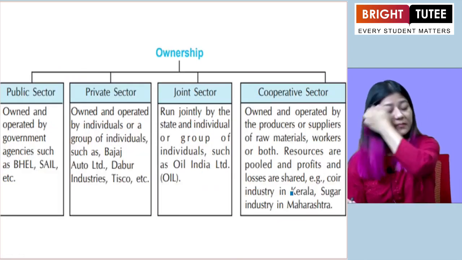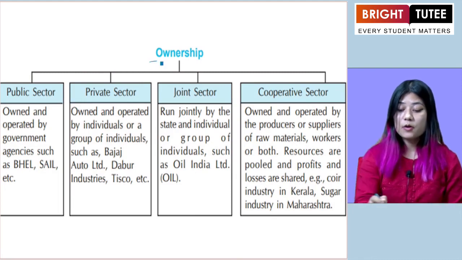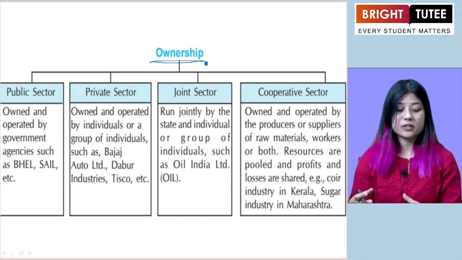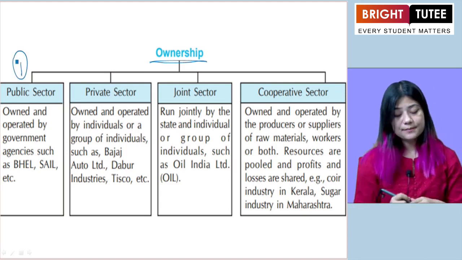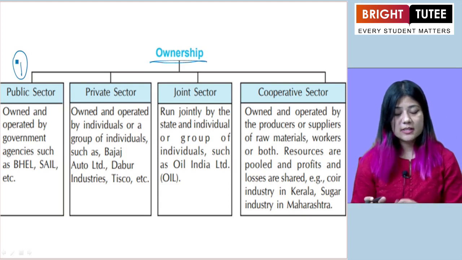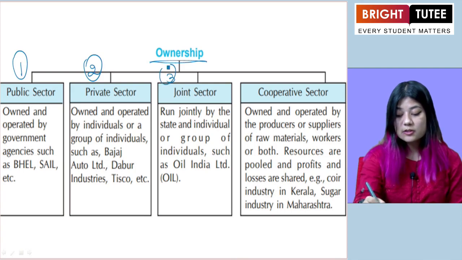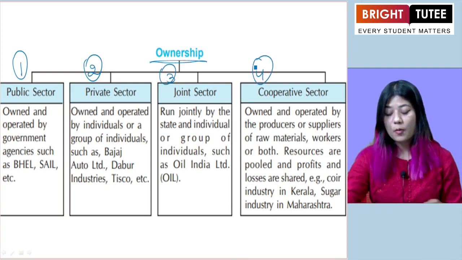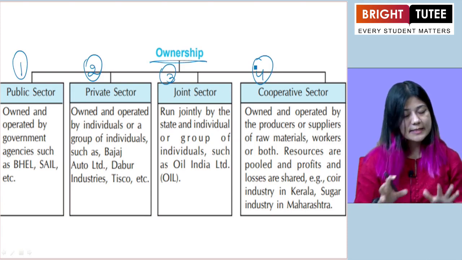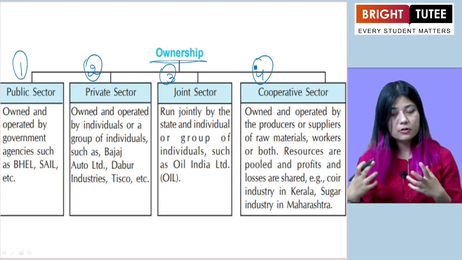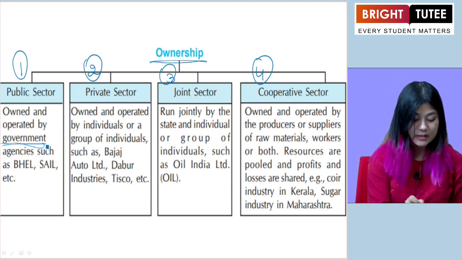Alright. The next categorization of the industries can be based on ownership. Who owns the industries? So there are 4 types. The first one is public sector, the second type is private sector, third is joint sector, and fourth is cooperative sector. Now the public sector includes those industries which are owned and operated by the government.